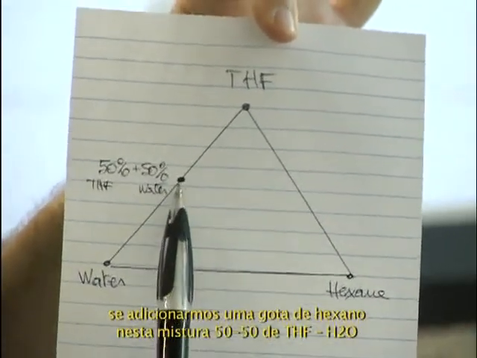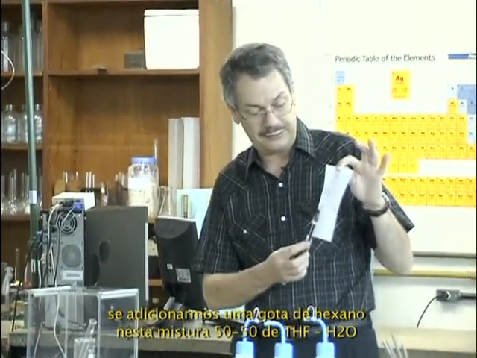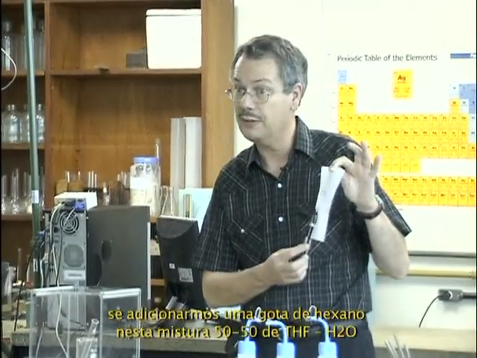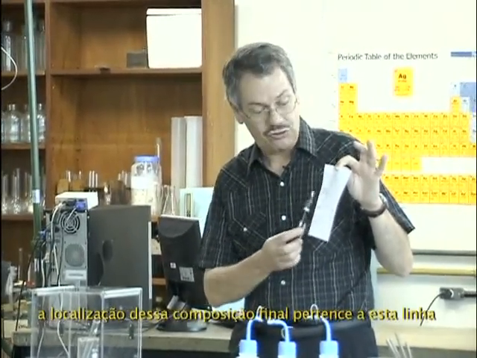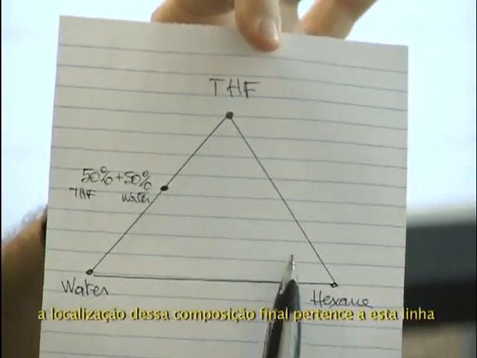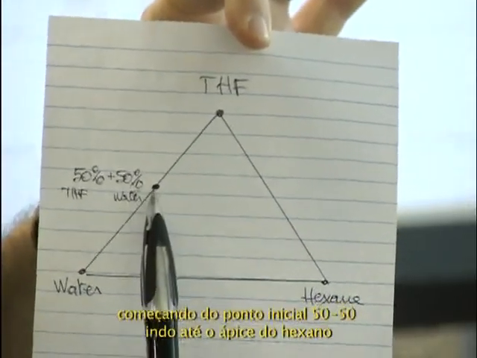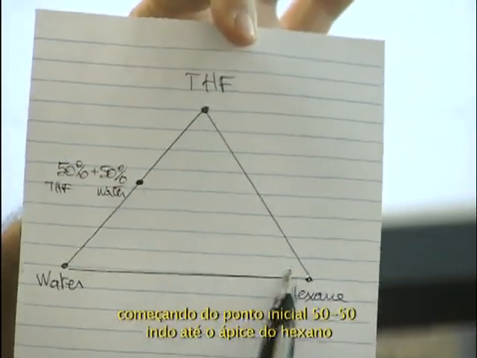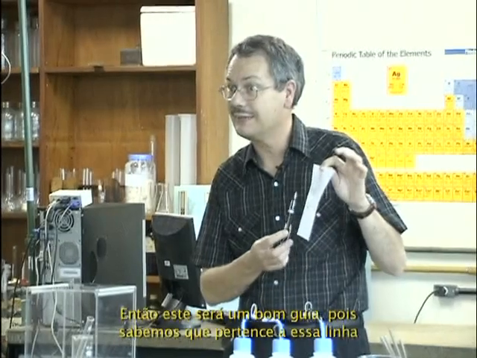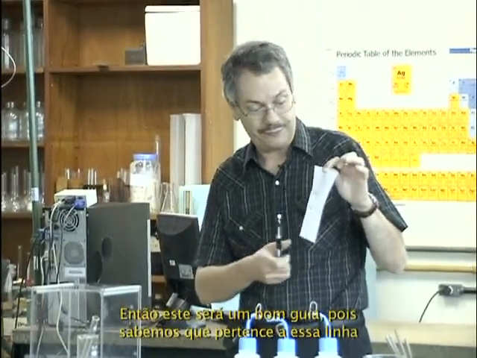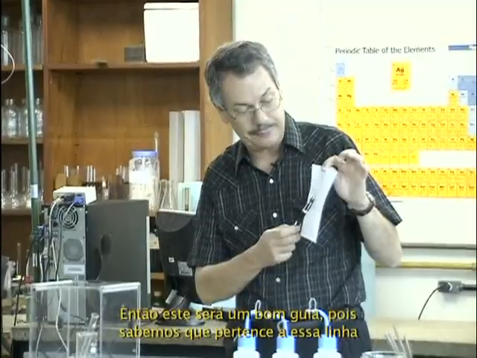And that's a property of the phase diagram. If I add a drop of hexane in this mixture 50-50 THF-water, the location of the final composition belongs to that line, going from the starting point 50-50 up to the hexane apex. We know it. So that's a good guide. We know it belongs to that line.